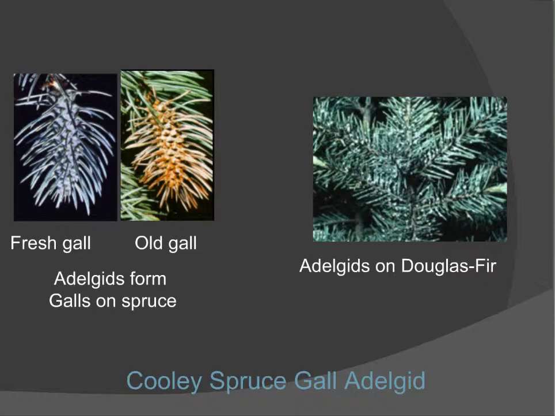This one has a very complex life cycle, and it's got a secondary host on the Douglas fir. So if you have Douglas fir in the area, you're going to have worse issues on your spruce. On spruce, however, the galls can develop on their own. They don't need to have that secondary host. Control for this is not really needed usually. It's more of an aesthetic issue, unless it gets really bad, and then you might get some dieback. But you can prune out the green galls and then destroy them, burn them, or whatever.